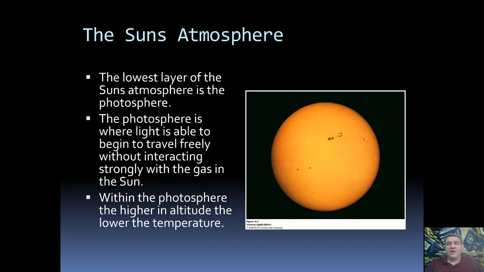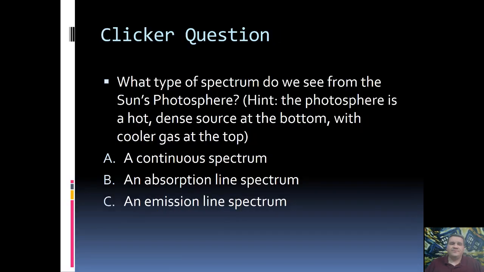This is the region where light finally breaks free of all of that matter and begins to travel at the speed of light. So if you were to stare at the sun, which you should not stare at the sun, but if you ignore me and you choose to stare at the sun, you're going to be staring at the photosphere. Now within the photosphere, the higher you go in elevation, so the farther away you go from the surface of the sun, the cooler it becomes.